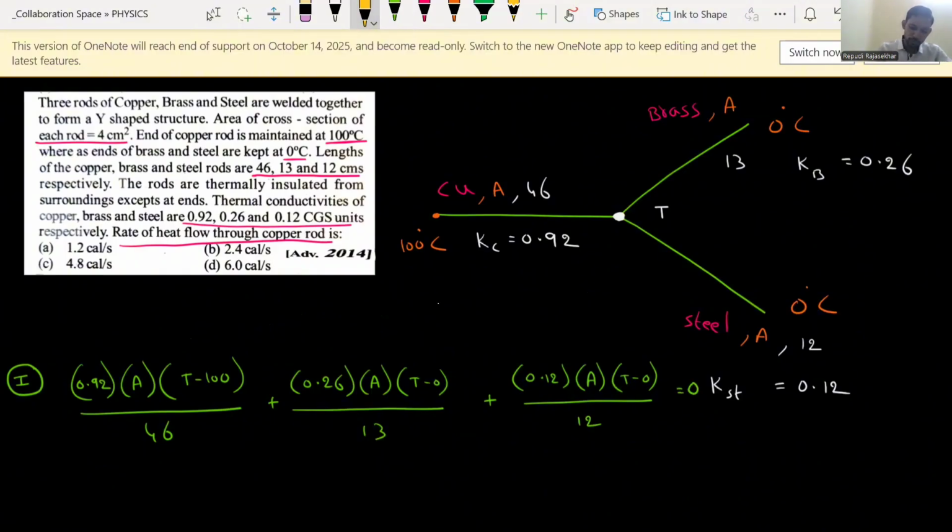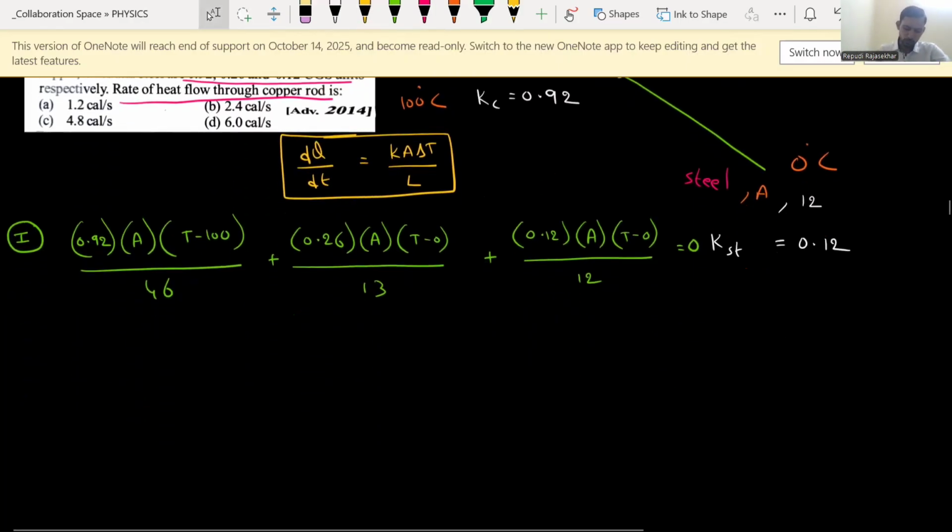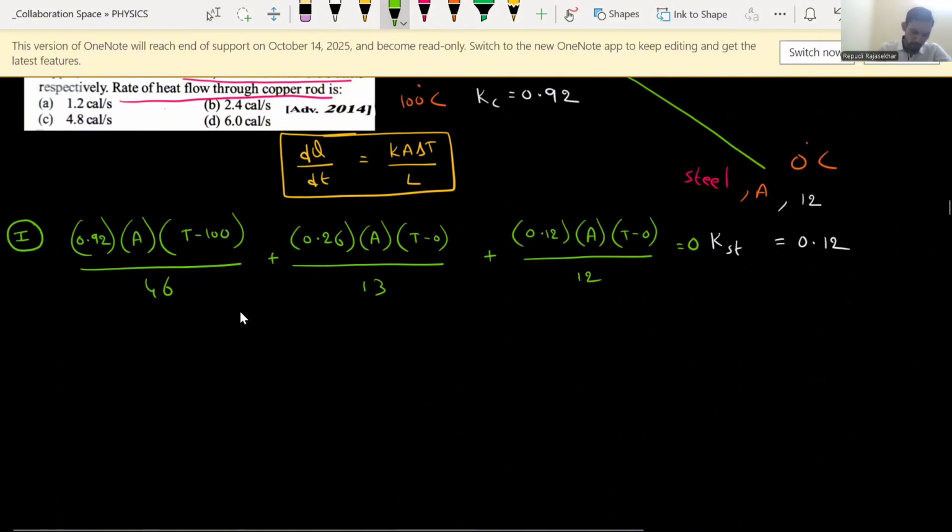So which formula have I used till now? That is nothing but dq by dt equals Ka delta T divided by L. This is the equation I have applied for all the 3 rods, and I have added all 3 and made it equal to 0. If you simplify this equation, whatever gets cancelled, here the area gets cancelled because the area is the same dimension. So the area on the right side also becomes 0 automatically. So T minus 0, T minus 0, here also T minus 0.